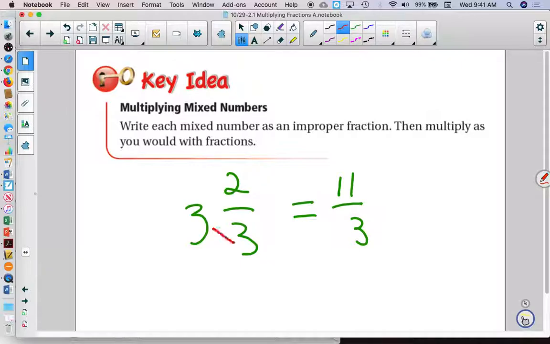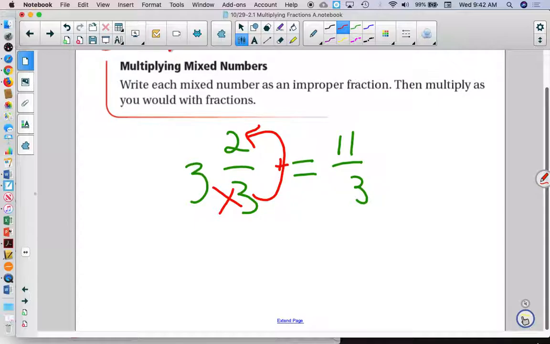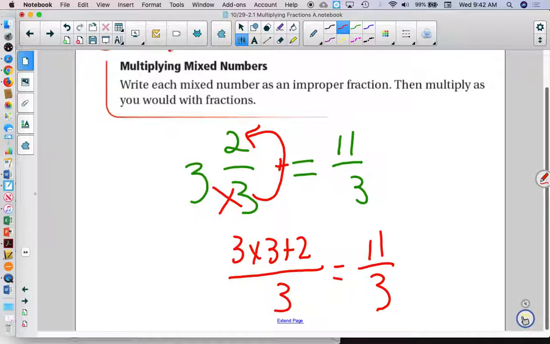I take it right here and I multiply those two. And then I bring it up to the top and I add what I get. So it's 3 times 3 plus 2 all over 3. I could show it that way. Just making sure that everybody knows where that's coming from. You should be able to do that, because this was stuff you did last year, am I right? Yeah.